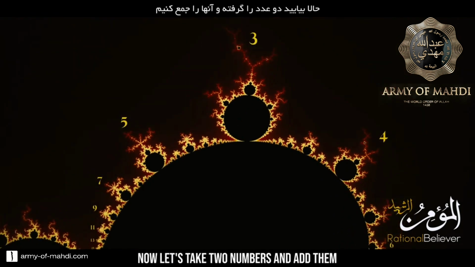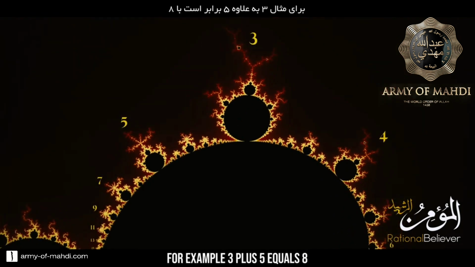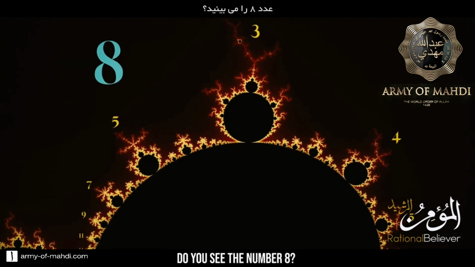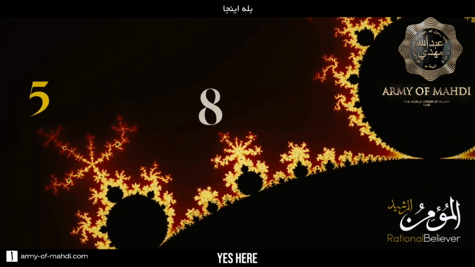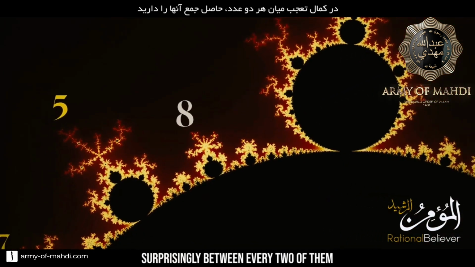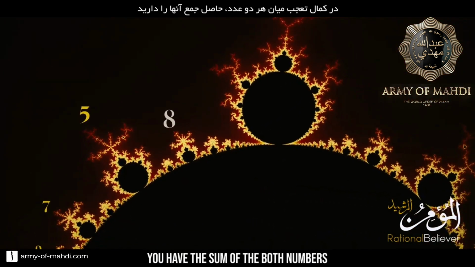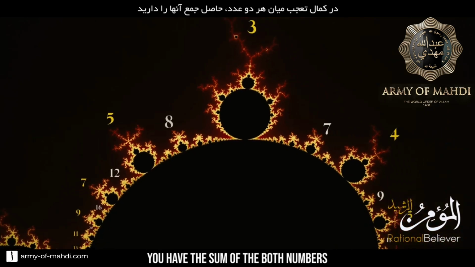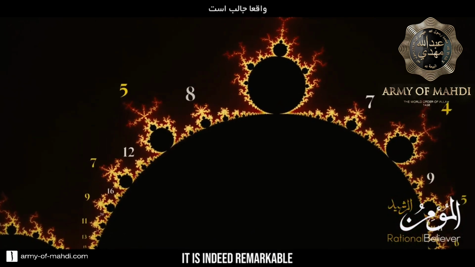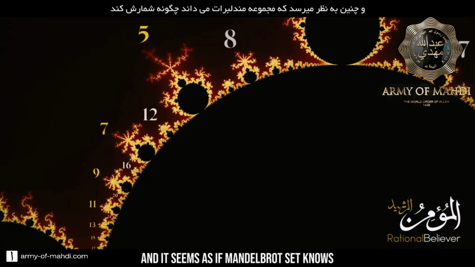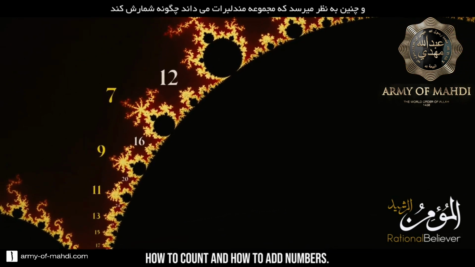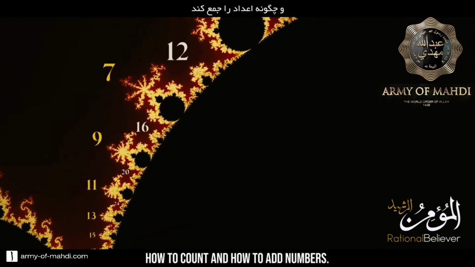Now let's take 2 numbers and add them. For example, 3 plus 5 equals 8. Do you see the number 8? Yes, here. Surprisingly, between every 2 of them, you have the sum of both numbers. It is indeed remarkable, and it seems as if the Mandelbrot set knows how to count and how to add numbers.